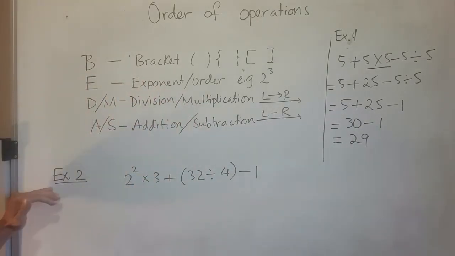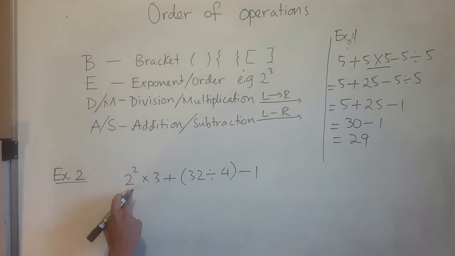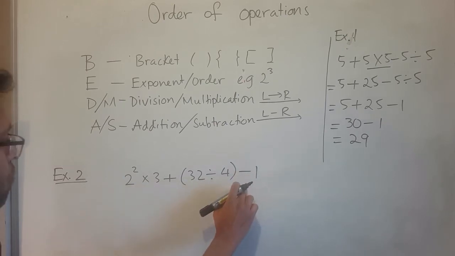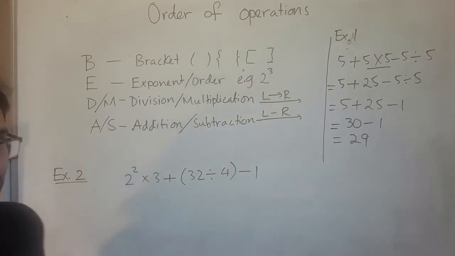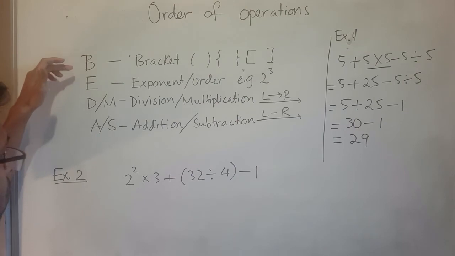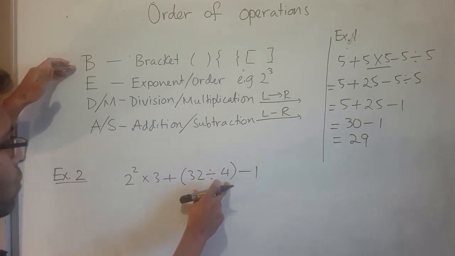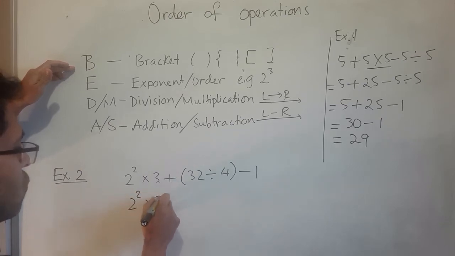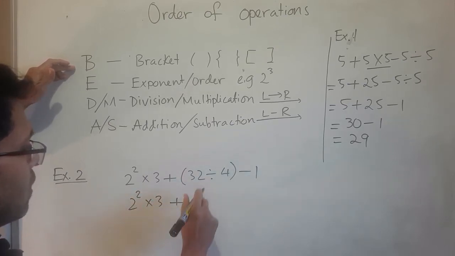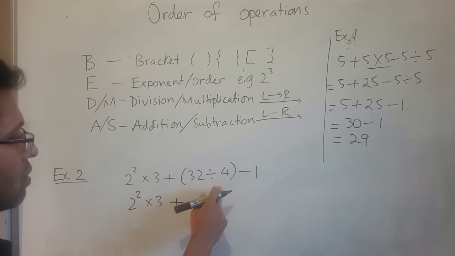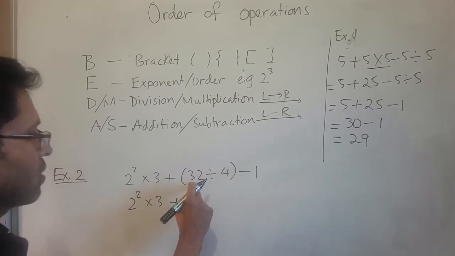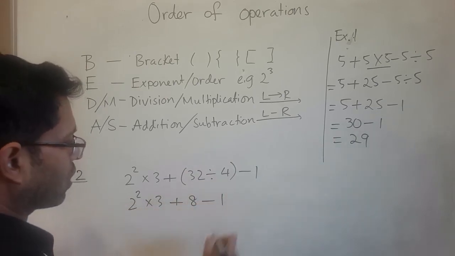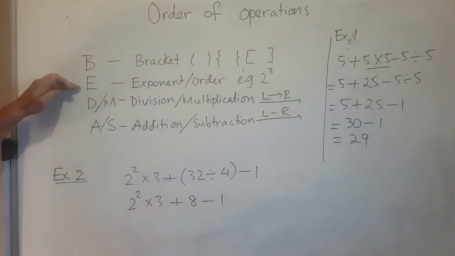So let's have a look at the second example. You can see we have the order, we have the bracket, we have addition, subtraction, multiplication, pretty much everything. So first follow the bracket. We have to do the bracket first. Leave this one as it is. 2 squared times 3 plus, if you do that bracket job, it is 8, because 32 divided by 4 is 8, minus 1. And now you can see the exponent.